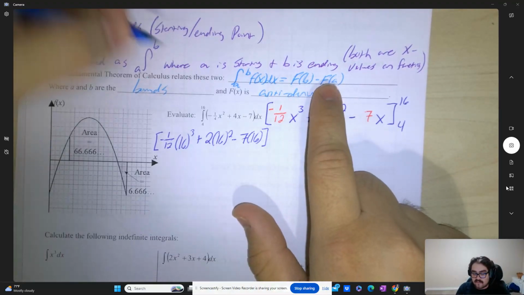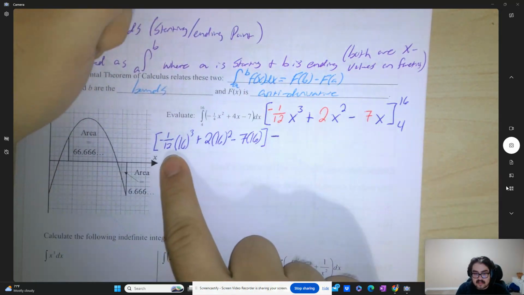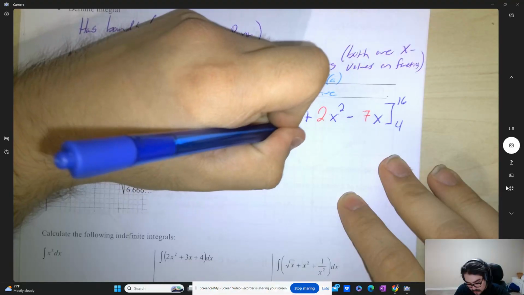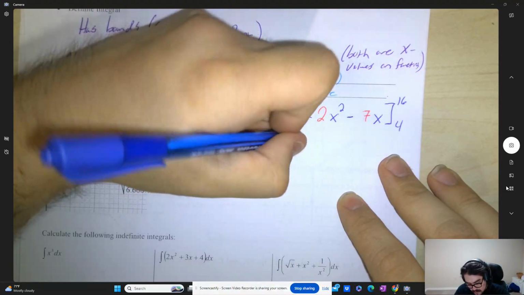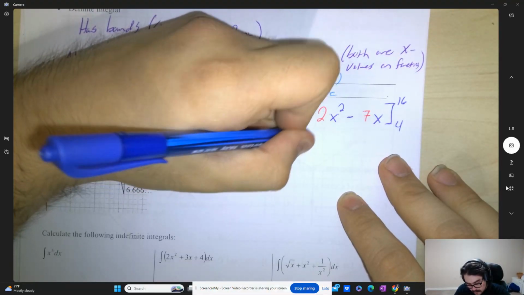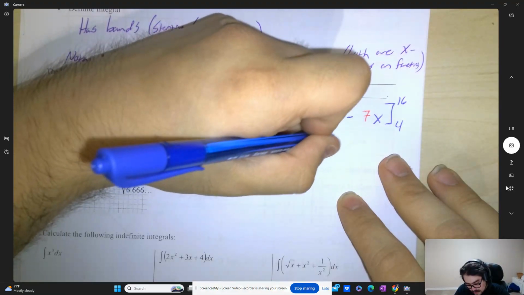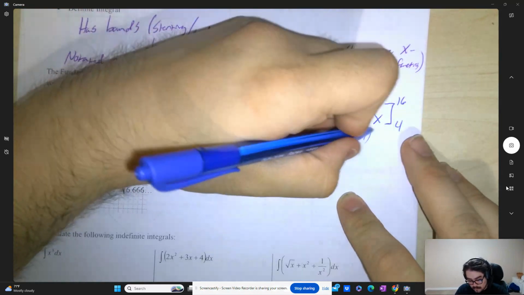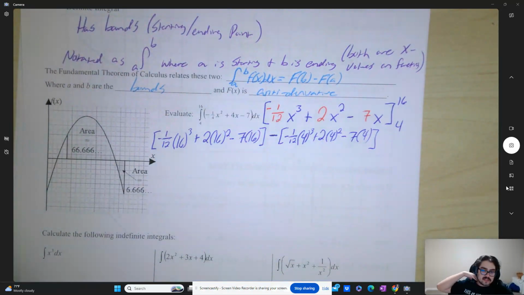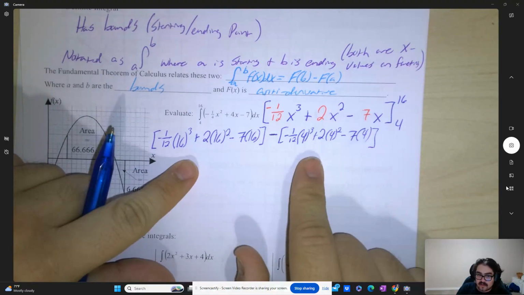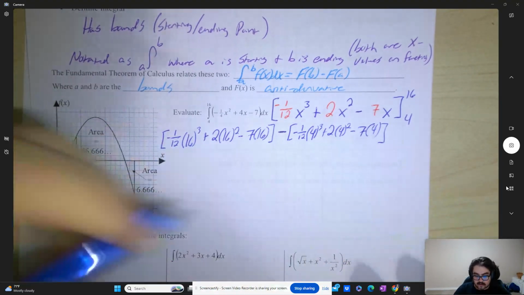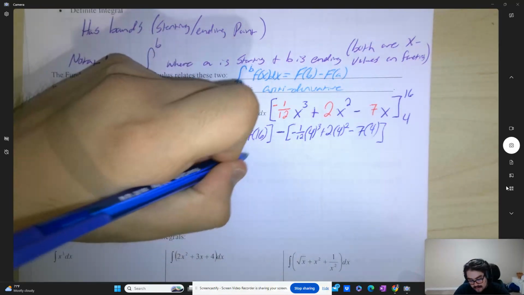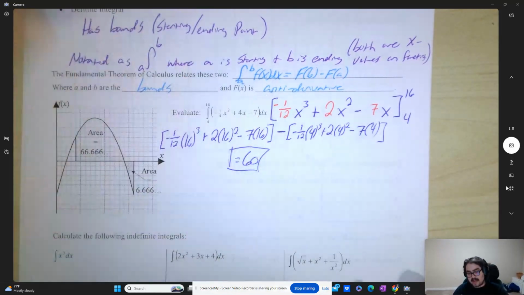Now I need to do the capital F of A. So it's the same thing, but instead of all the 16s in here, I'm going to replace them with 4s. So I'm going to get negative 1 over 12 times 4 cubed plus 2 times 4 squared minus 7 times 4. And the answer to this, if you punch all this in your calculator, because that's a really long problem, you would end up getting the integral, which would end up being 60. That's the area under the function.